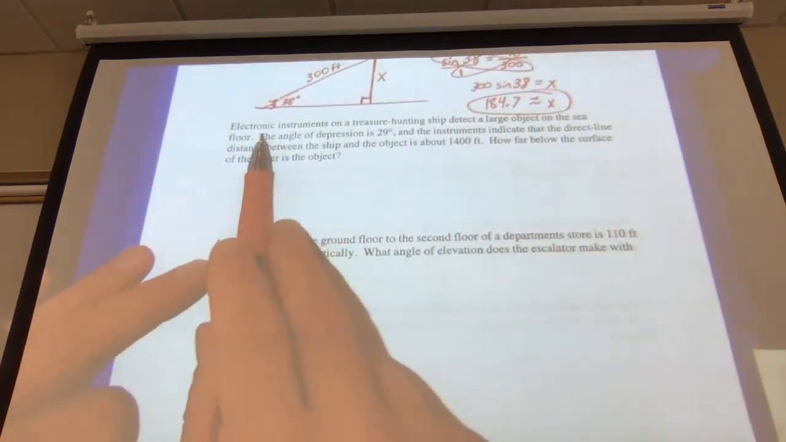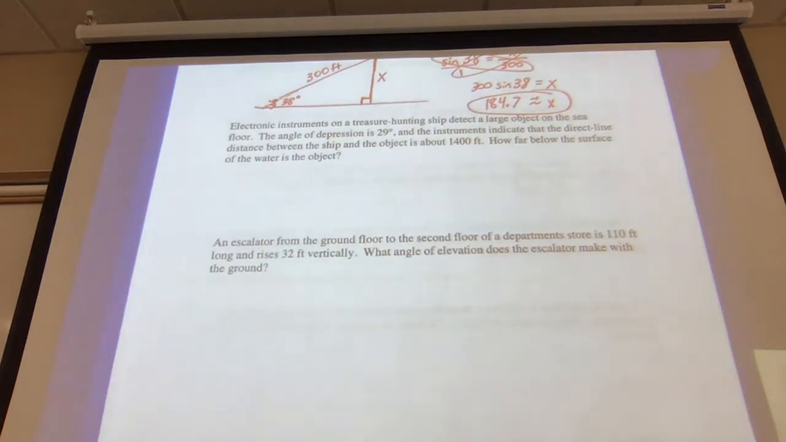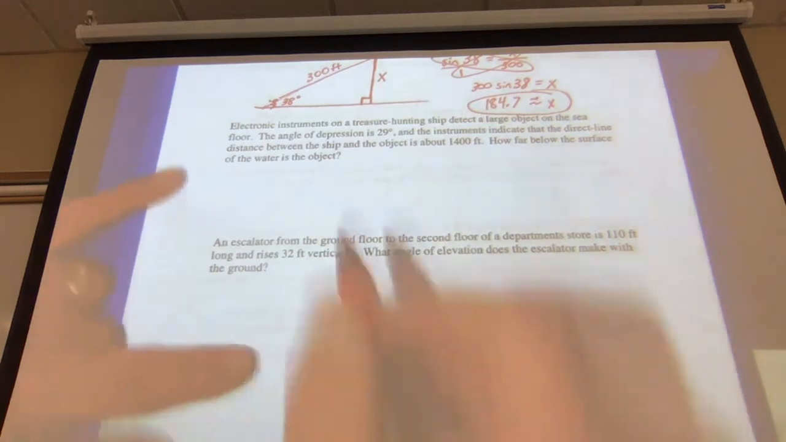Second one here, we got electronic instruments on the treasure hunting ship detect a large object on the seafloor. The angle of depression is 29 degrees, and the instruments indicate that the direct line distance between the ship and the object is about 1,400 feet. Wants to know how far below the surface of the water is the object. So let's draw a picture of this.